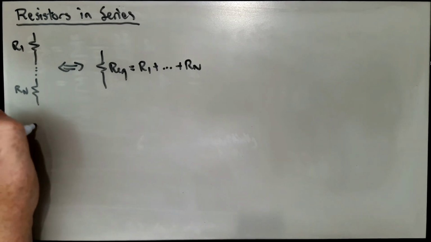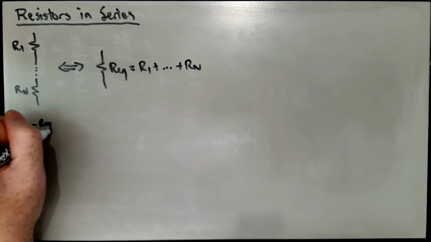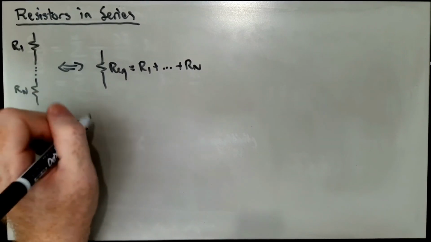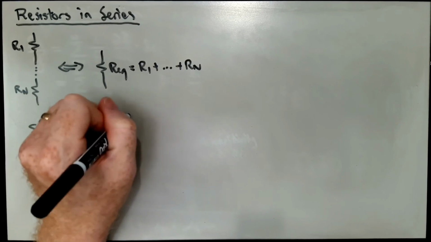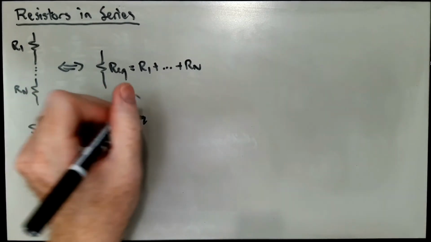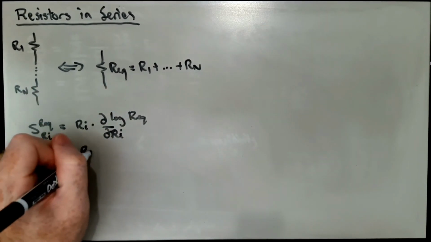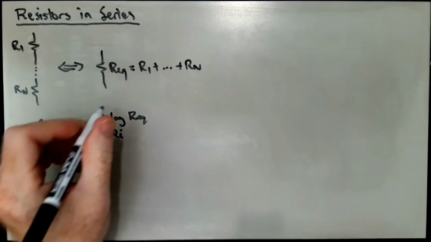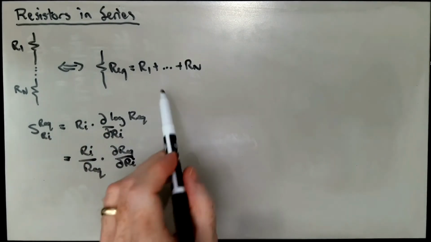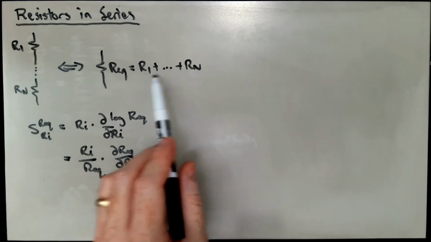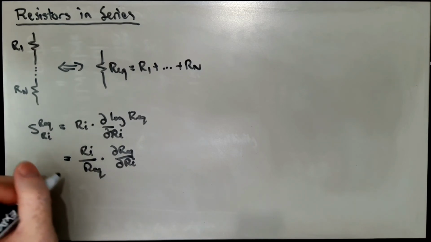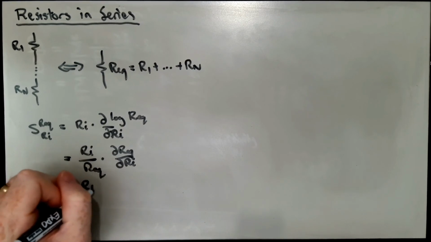Well, that's just equal to Ri times d log Req by d Ri. Well, that's just Ri over Req times d Req d Ri. Well, Req is just the sum. They each have a weight of 1 in the sum, and so that derivative is just 1. So the sensitivity is just R sub i divided by Req.